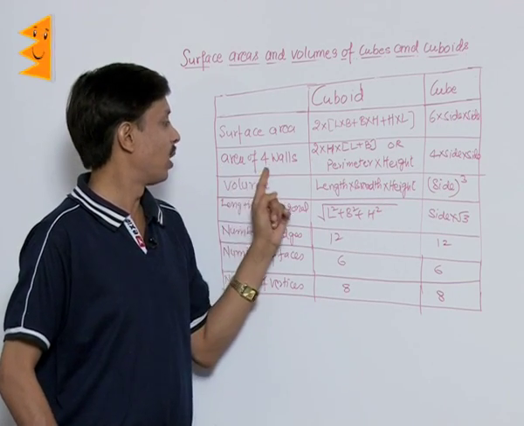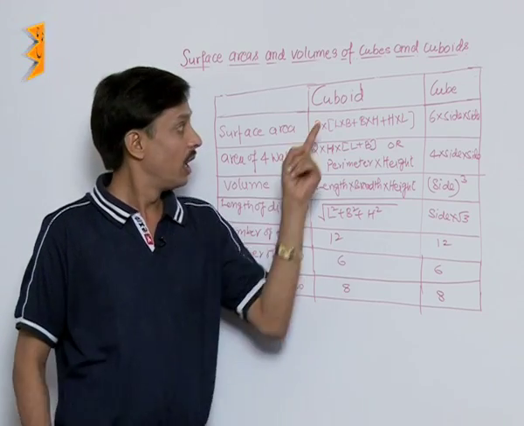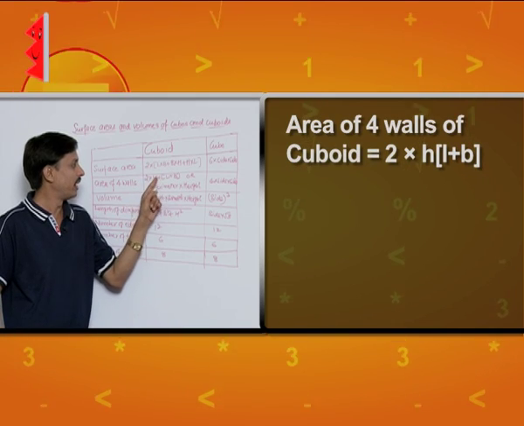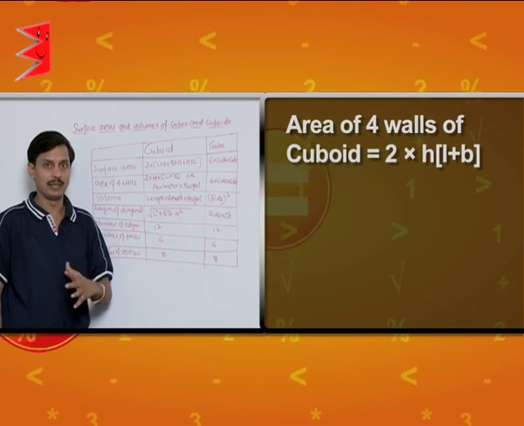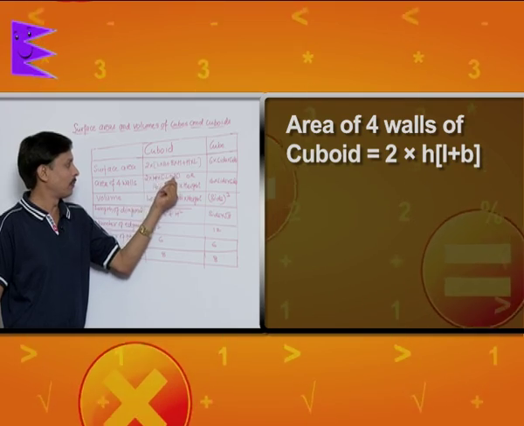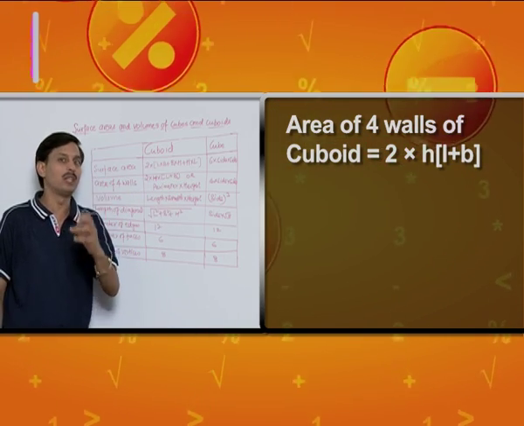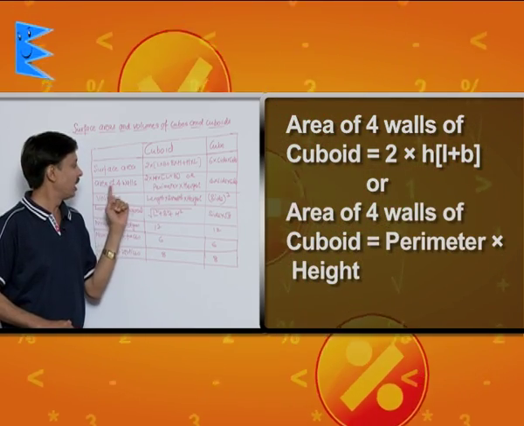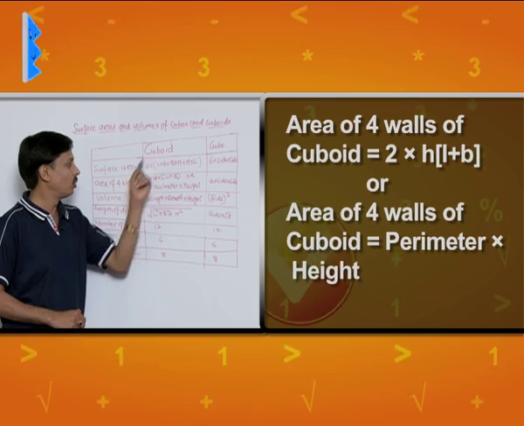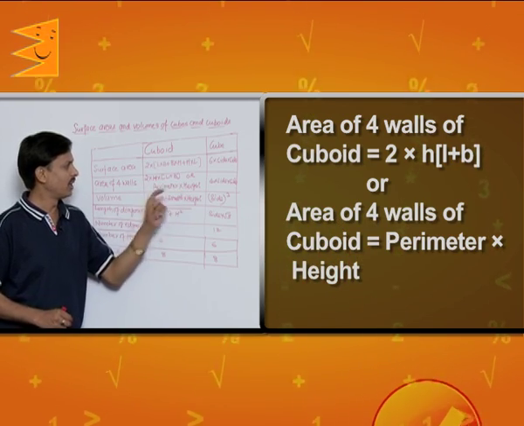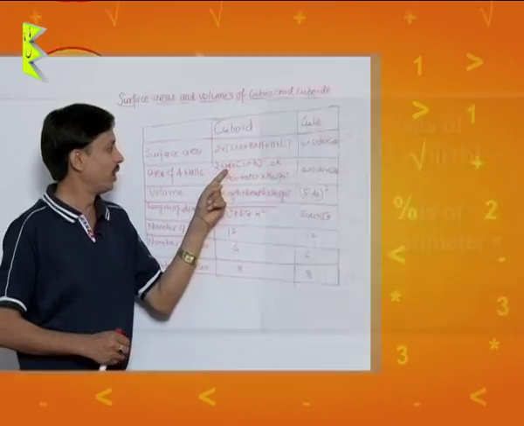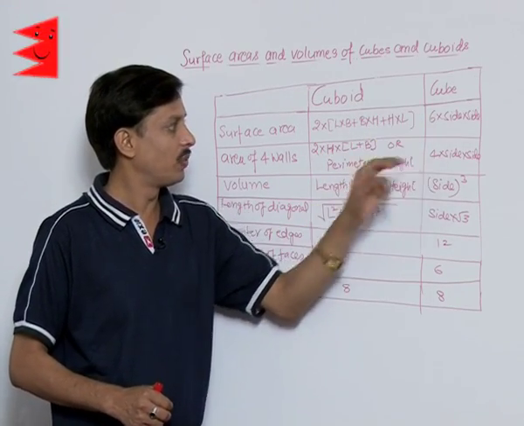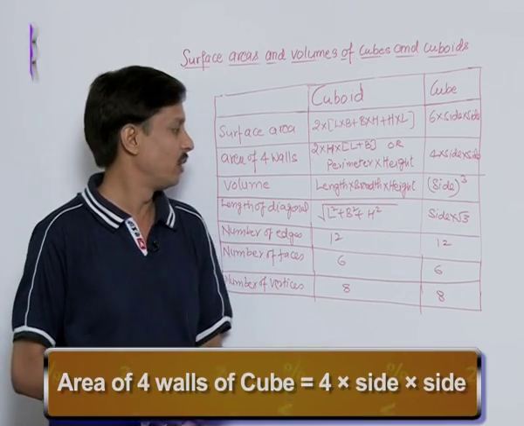Now, the area of 4 walls in the case of a cuboid is 2 into height into length plus breadth. You know 2 into length plus breadth is called the perimeter in mensuration. So, we can say the area of 4 walls for a cuboid is perimeter into height. It is 2 into height into length plus breadth, or perimeter into height. In the case of a cube, the formula is 4 into side squared.